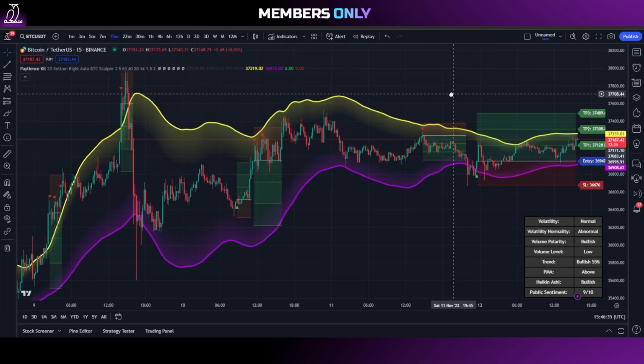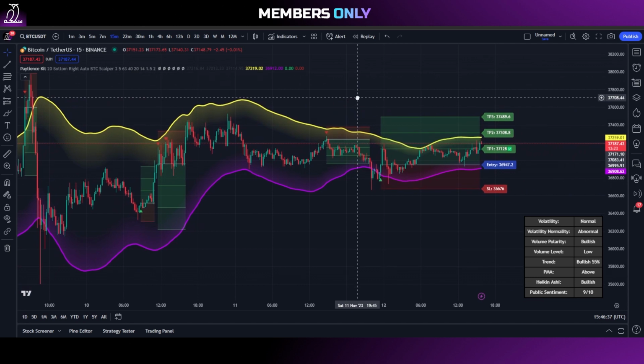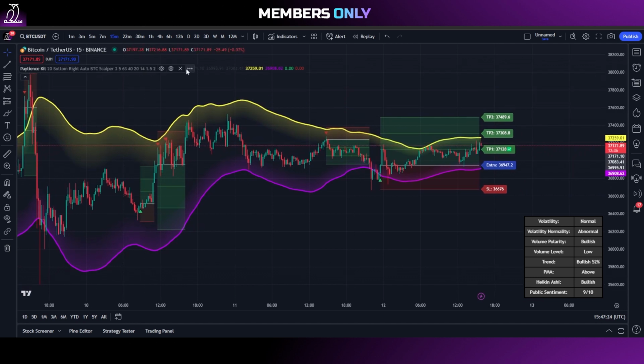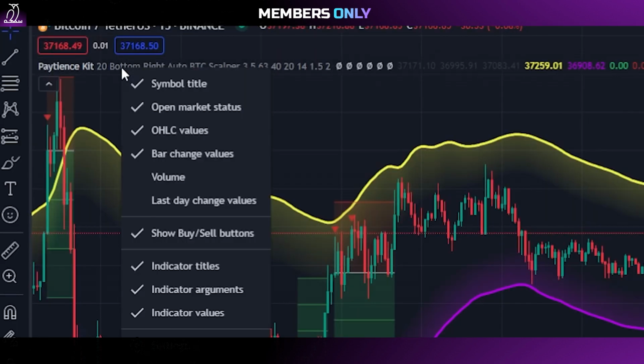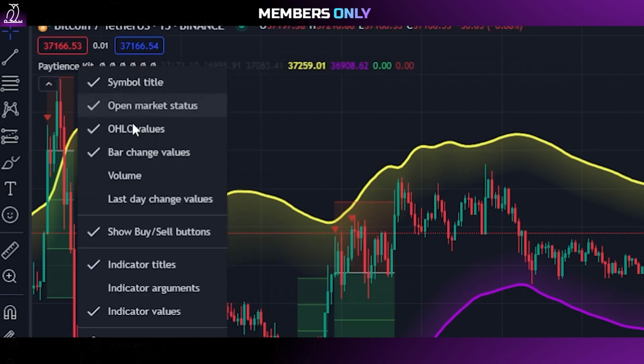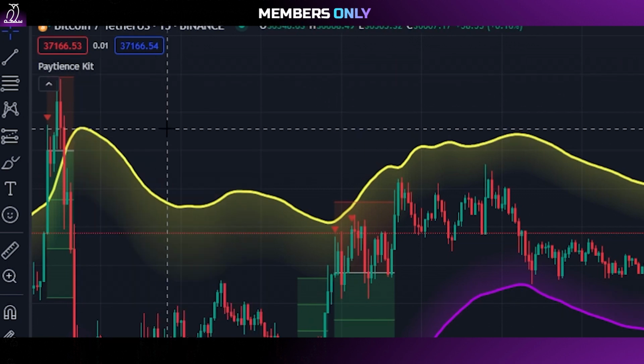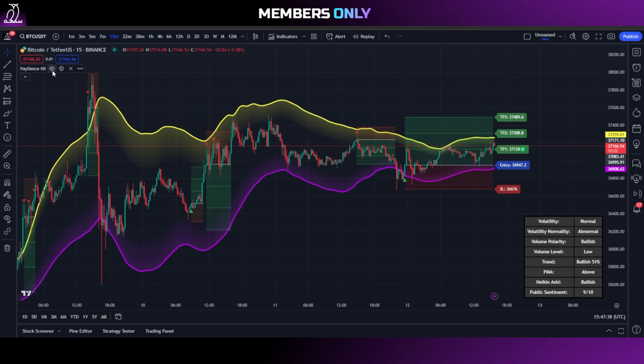Right away, we can see this is how it looks on our chart here. The first thing we're going to do is get rid of all these extra numbers here because they can be confusing. We're going to right click on the Paytience Kit, and we're going to click indicator arguments off, and we're going to click indicator values off. And now we can cleanly see that we just have the Paytience Kit on right there.